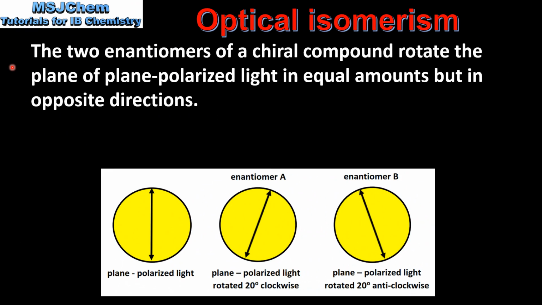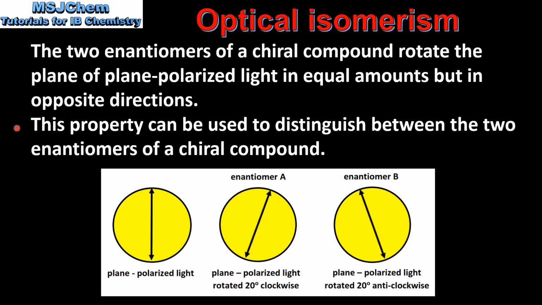Next we look at how to distinguish between the two enantiomers of a chiral compound. The two enantiomers of a chiral compound rotate the plane of plane polarized light in equal amounts but in opposite directions. This property can be used to distinguish between the two enantiomers of a chiral compound.